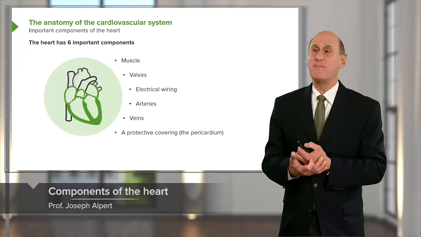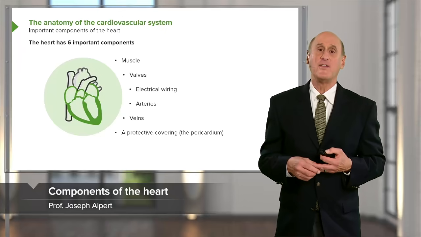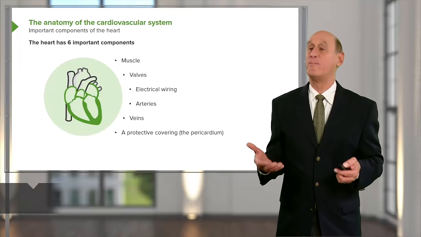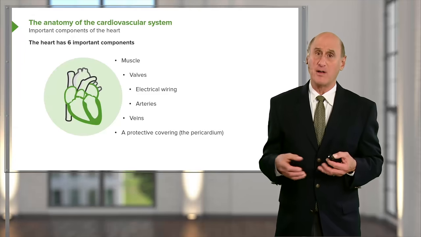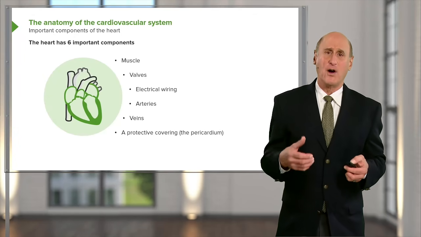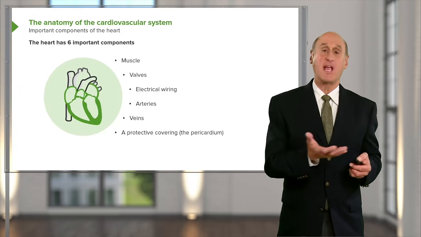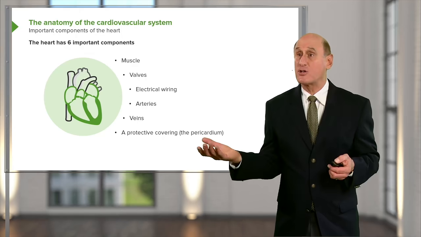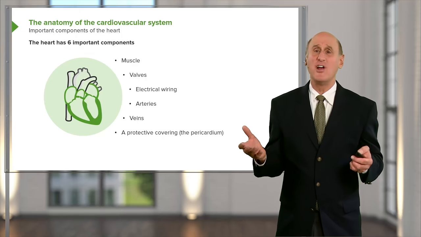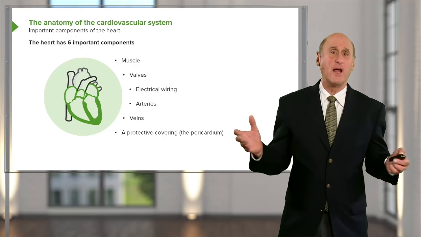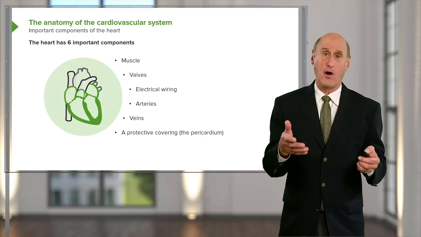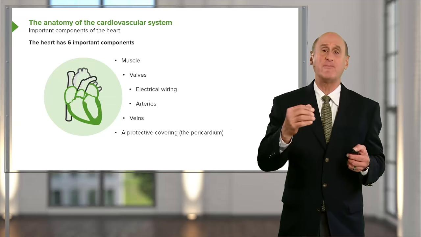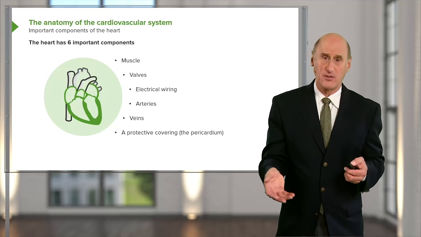Let's talk a little bit about the parts of the heart. The heart, of course, is a muscle pump. So that's the most important part. But that's not the only part. Of course, you have to have valves to keep the blood flowing in the right direction. If, in fact, you didn't have valves, all the blood would just slosh back and forth within the heart. You have to have the valves to keep the blood flowing in the right direction.